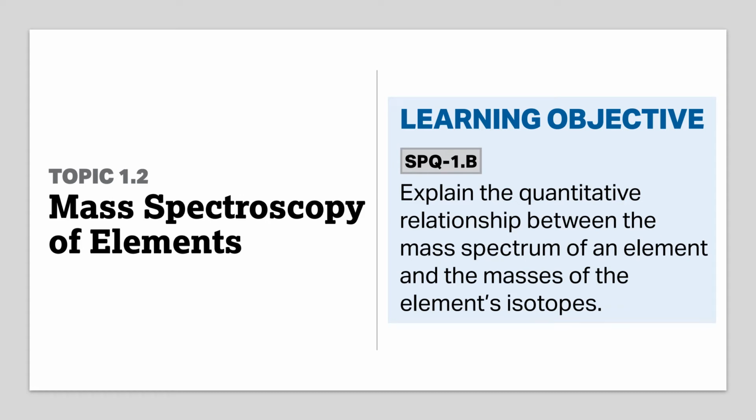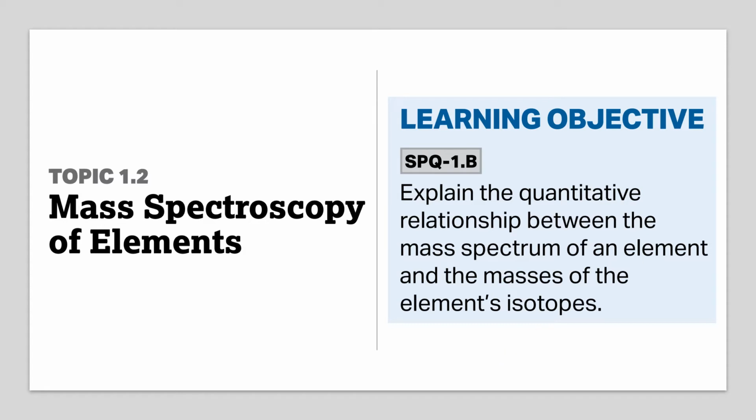The learning objective of topic 1.2 is to explain the quantitative relationship between the mass spectrum of an element and the masses of the element's isotopes. So, what is an isotope? What is a mass spectrum? What is the quantitative relationship between them? We'll discuss all of these in this video.